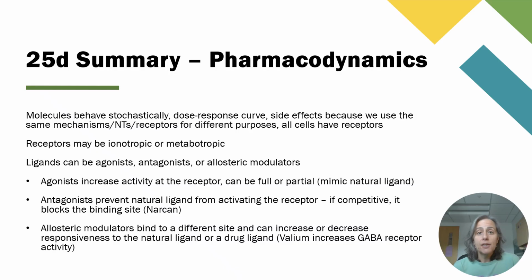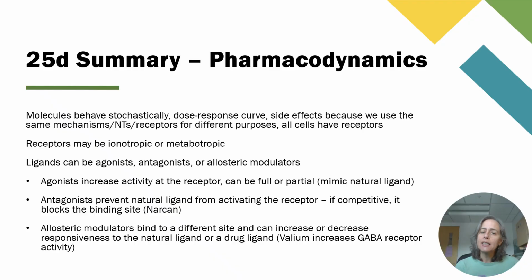Then all cells have receptors, which is how we can have drug effects on all different types of cells. Remember, they might be ionotropic, ligand-gated ion channels that open and let an ion through, like the GABA receptor that we just saw that lets chloride ions through, or metabotropic, where they are G protein coupled, which activates a second messenger cascade that can cause a variety of things to happen.